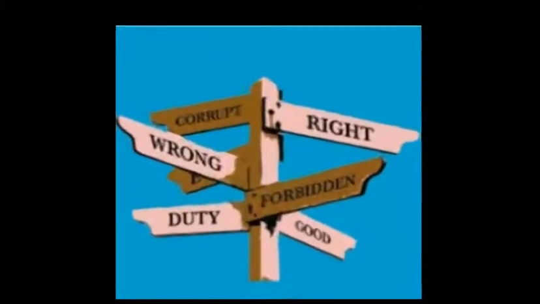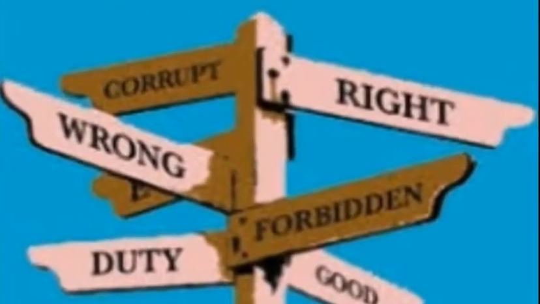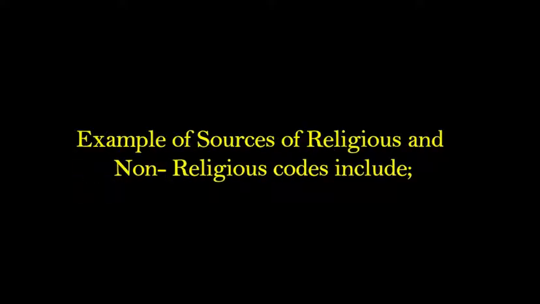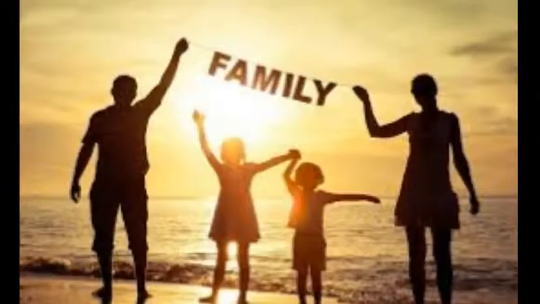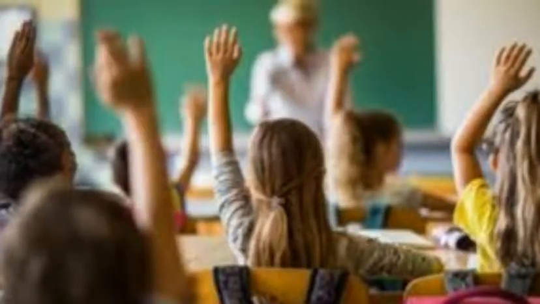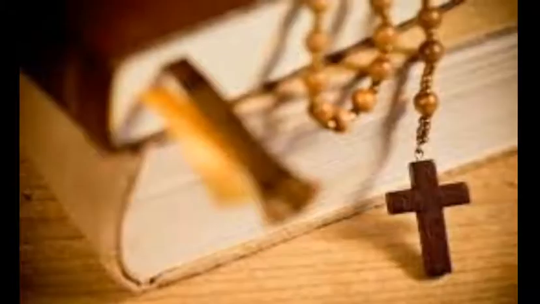Moral code. A moral code is dependent upon the situation and context in which it is upheld. Many morals originate from religious sources, secular or non-religious sources. Examples of sources of religious and non-religious codes include families, friends, school, community, constitution, religion.